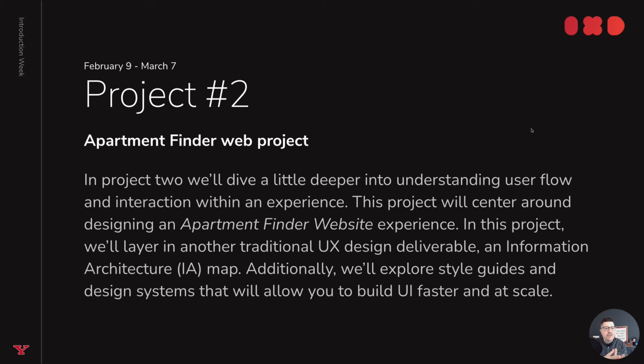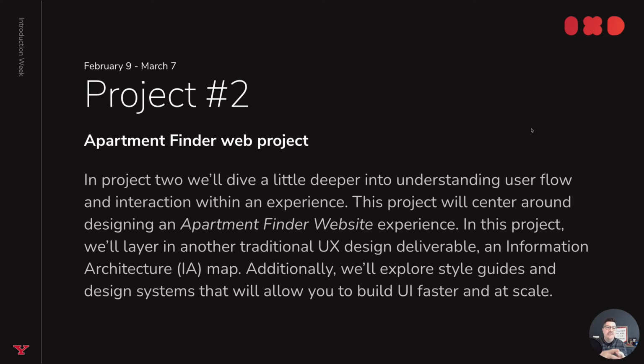But in this Project 2, we'll dive a little bit deeper into understanding user flow and interaction within the experience. This project is going to focus around designing an apartment finder website, and you'll get to pick what kind of apartment you want to explore. Is it a residential? Is it a downtown? Is it a boutique apartment? Is it a high-rise apartment? Things like that. So you'll kind of be able to choose your own adventure in that.